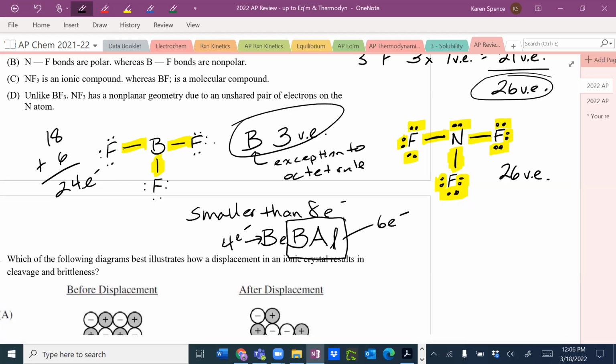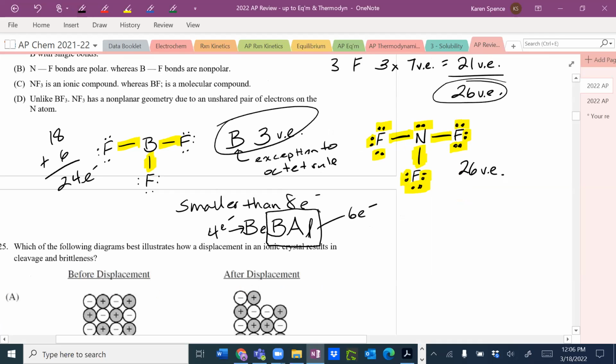So now we are again looking at electron domains. So how many electron domains does boron have?